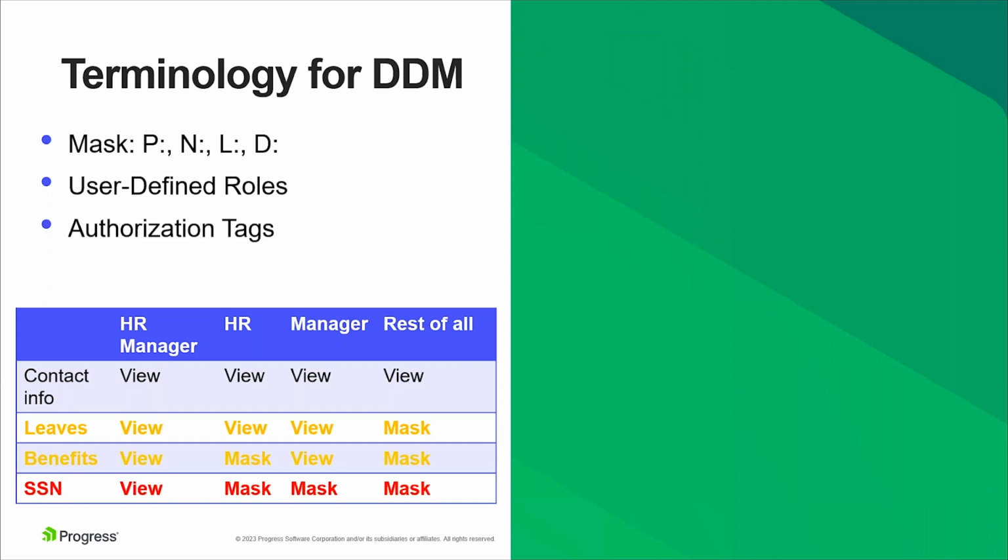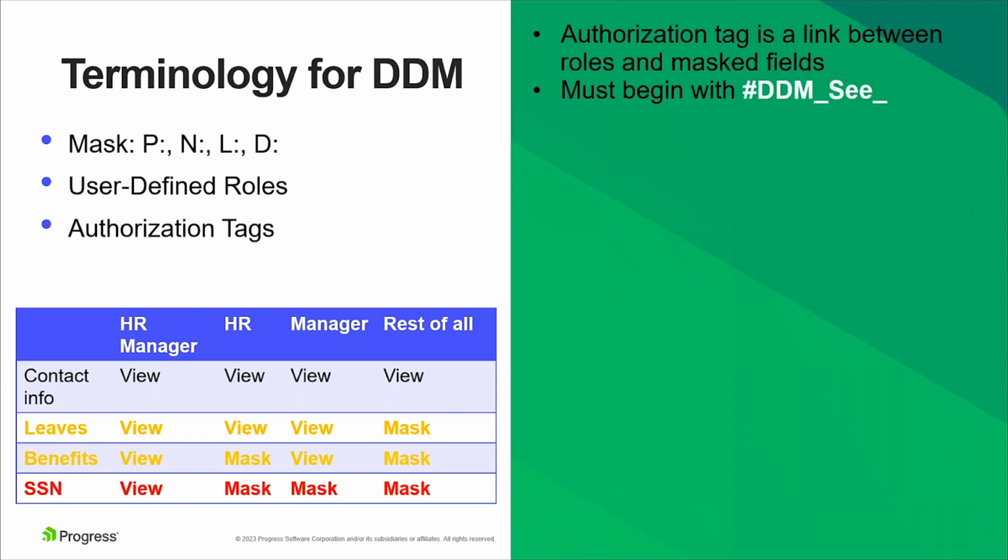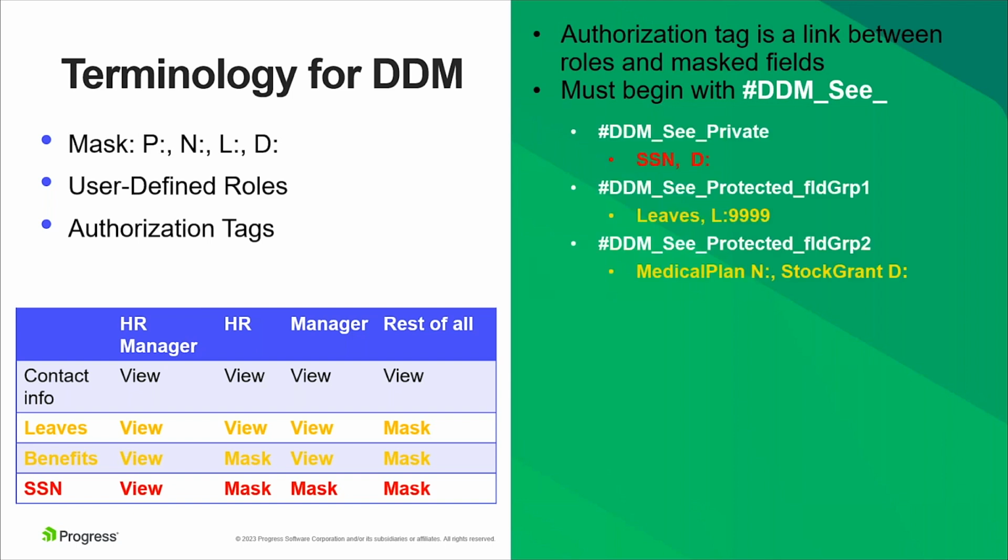The next important concept I want to highlight is the authorization tag. An authorization tag is a link between the role and the masked field, and it must start with DDMC. As the prefix indicates, DDMC means who can see this field. In our example, we have four fields, and we are assigning different tags to these fields. A field could have more than one tag assigned to it. In our case, the field SSN, that is Social Security Number, has the tag DDMC private, and we are configuring the default mask to it.